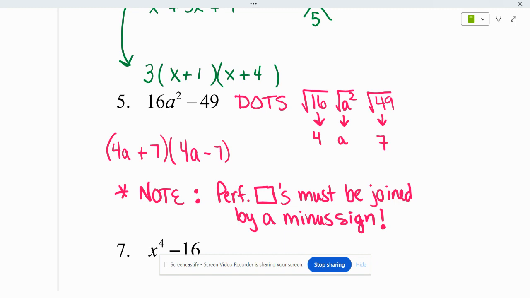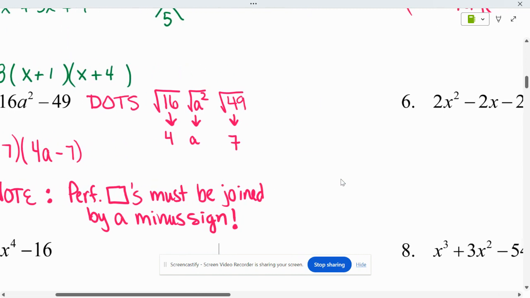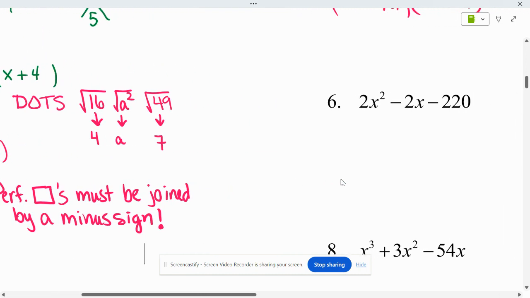Can we factor the sum of two perfect squares? So we actually wrote a note about that in our journal. Can we? We cannot. Okay, we cannot.